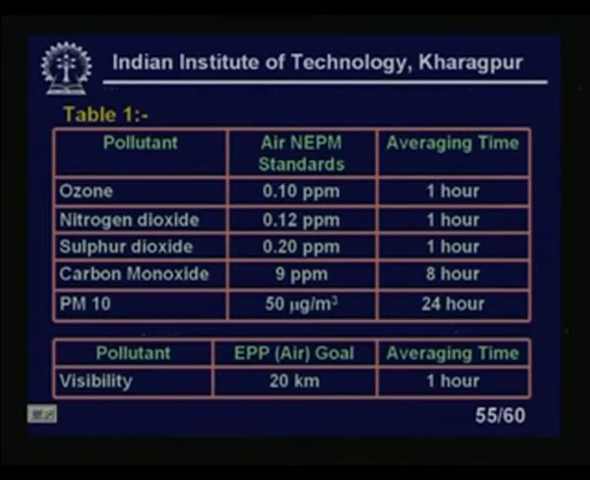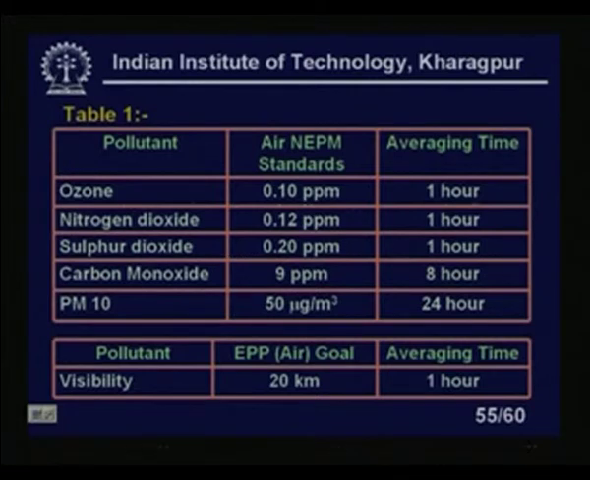You see here, that's the NEPM standards. Ozone is 0.10 parts per million, so we have taken the average time of 1 hour. Nitrogen dioxide is 0.12 parts per million for 1 hour. Sulfur dioxide is 0.20 parts per million for 1 hour. Carbon monoxide we have taken for 8 hours, and PM10 is 50 micrograms per cubic meter for 24 hours. Okay, these are the NEPM standards.